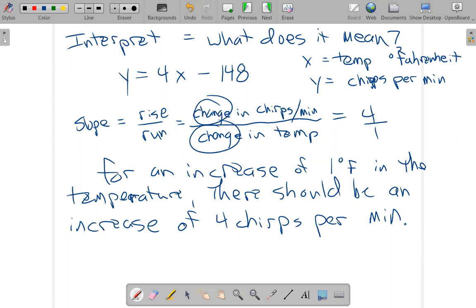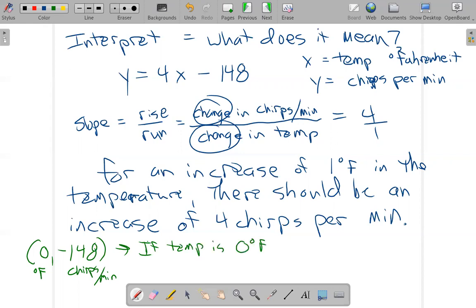To interpret the y-intercept, I got to remind myself that the y-intercept is a point. It's the point (0, -148). All right, 0 what? 0 degrees Fahrenheit. -148, what? Chirps per minute. Okay, so this tells me that if the temperature is 0 degrees Fahrenheit, so if temp is 0, the crickets are frozen and make negative chirps. What?